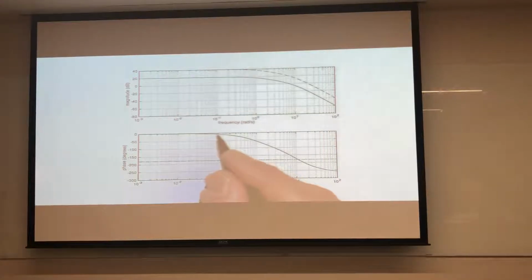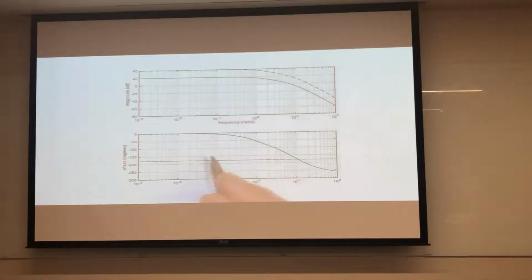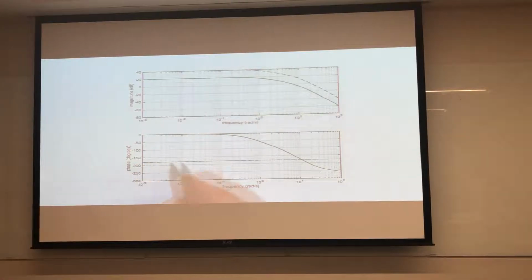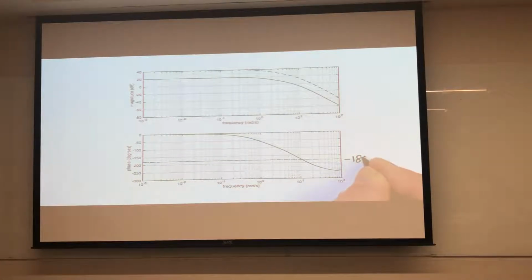For example, we looked at where the phase crosses 180. Now, I had MATLAB put in this line for minus 180. So this line here stands for minus 180 degrees. And so I can see where the phase crosses 180, and this is going to be the phase crossover. So this is one point that's important for a control engineer to be able to identify.